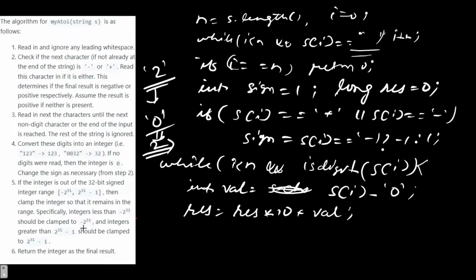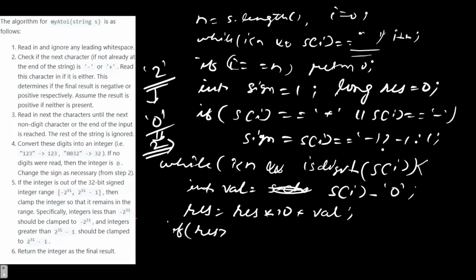So if in between, our integer exceeds the maximum or minimum value of an integer, in this case we have to return Integer.MIN_VALUE or Integer.MAX_VALUE. If we are exceeding in the negative direction, like our current value is lesser than the minimum possible integer value, we have to return the minimum integer value. And if our current integer is greater than the maximum possible integer value, we have to return the maximum possible integer value.